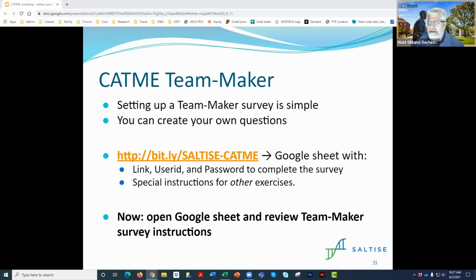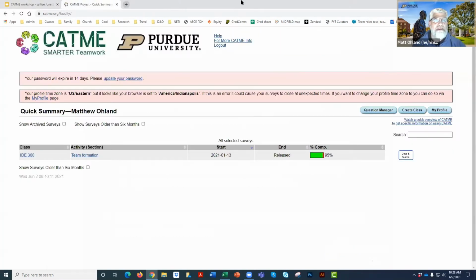So let me pull over another window, and I'm going to show you logging into the system and setting up a Teammaker survey for this part of the discussion. So this is what the interface looks like when you're logged in as an instructor. And it's also possible to have an account that allows you to log in as a student as well, if you want to practice with the system personally. But we also have some demo accounts, the ones that you're using today, that are useful for that purpose.